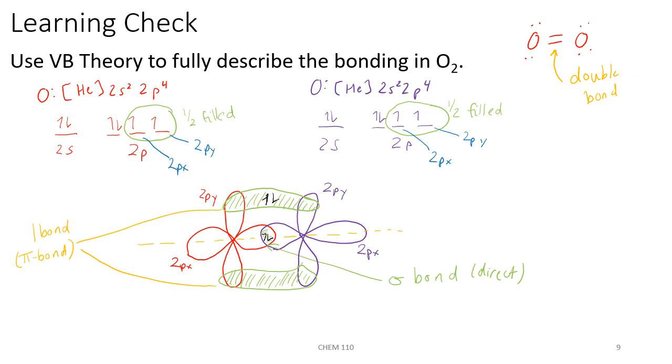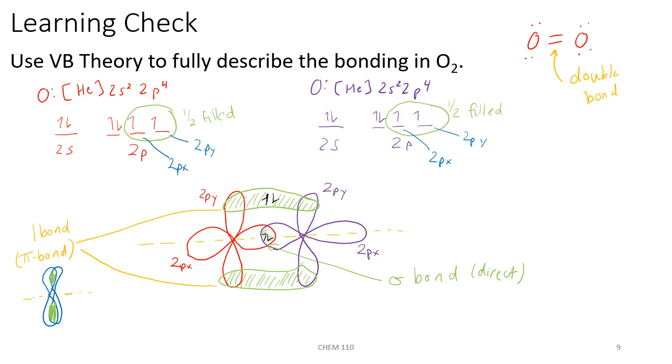Pi bonds are different than sigma bonds because they are only formed from the sideways overlap of two p orbitals. So if we draw these two p orbitals closer together like this, we can see that here is one region of overlap and another region of overlap. There's two spots where they overlap above and below our internuclear axis.